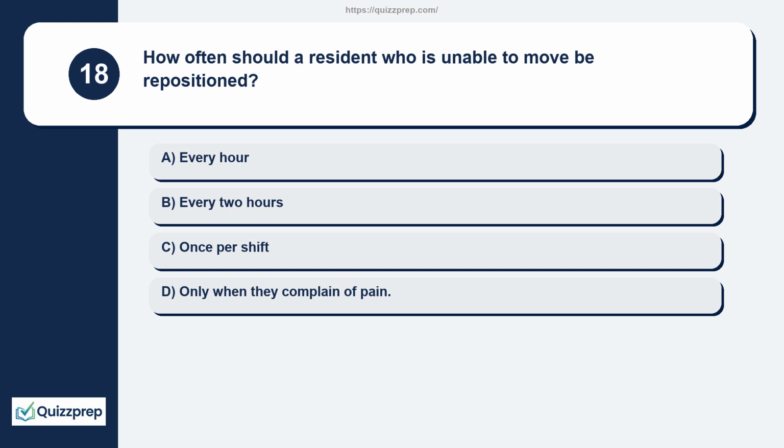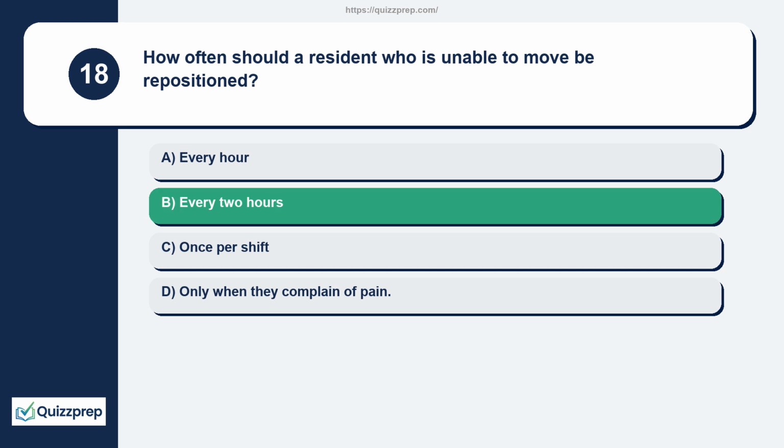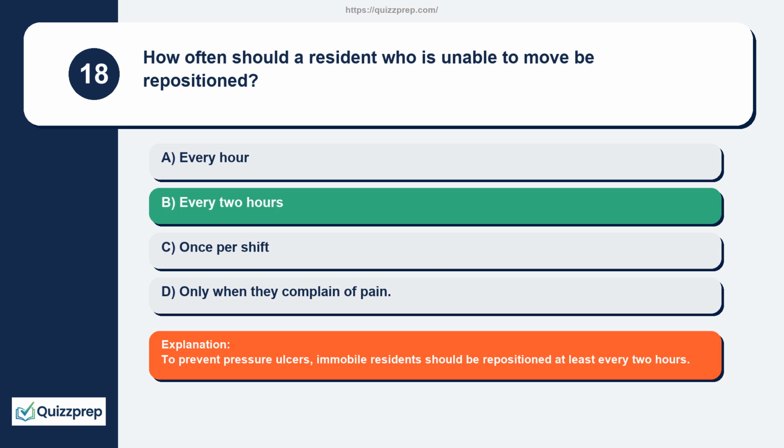Question 18. How often should a resident who is unable to move be repositioned? Every hour. Every 2 hours. Once per shift. Only when they complain of pain. To prevent pressure ulcers, immobile residents should be repositioned at least every 2 hours.